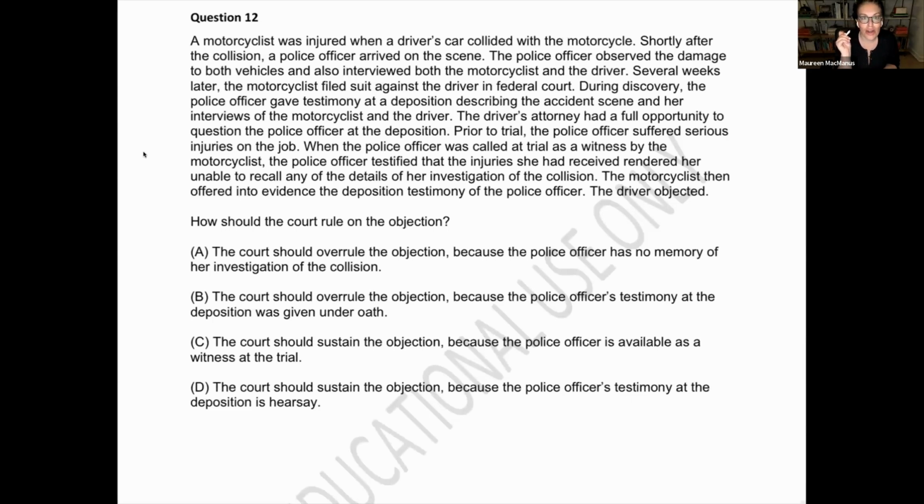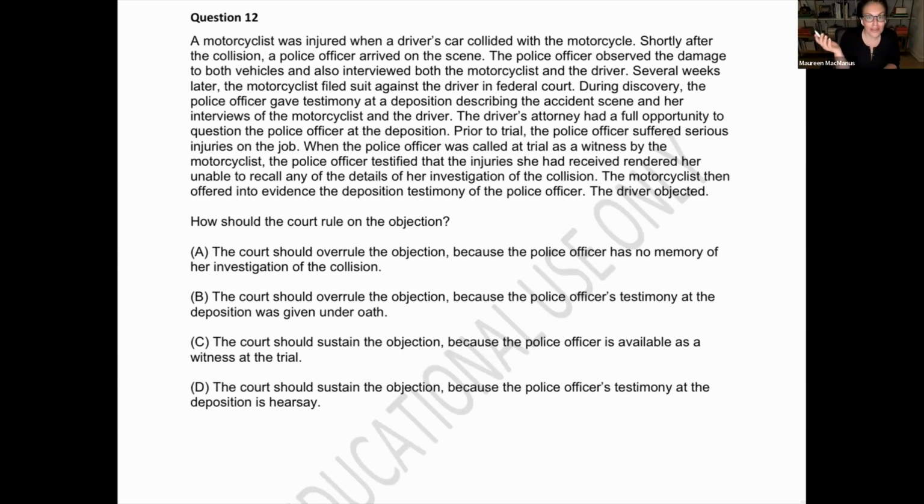This makes her unavailable as a witness, her complete lack of memory. The motorcyclist then offered into evidence the deposition testimony of the police officer, and the driver objected. How should the court rule? A, the court should overrule the objection because the police officer has no memory of her investigation. What do we think about that? That's pretty good, right? She's unavailable.